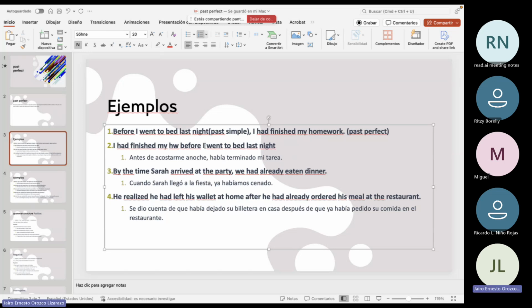In Spanish, we can do the same thing, right? We can say, before I went to bed last night, I had finished my homework, or I had finished my homework before I went to bed last night. In Spanish, we say, antes de acostarme anoche, había terminado mi tarea. O podemos decir también, había terminado mi tarea antes de acostarme anoche.